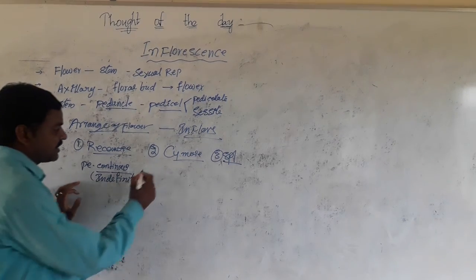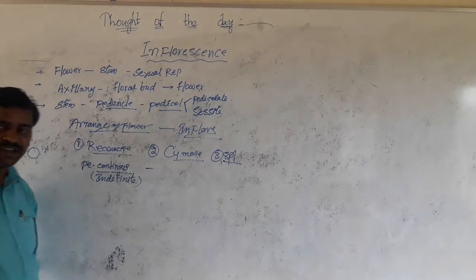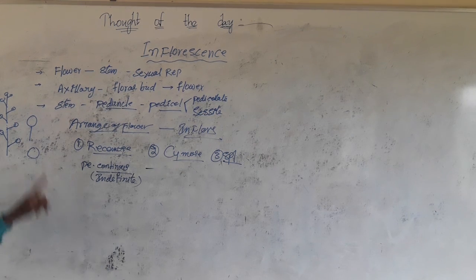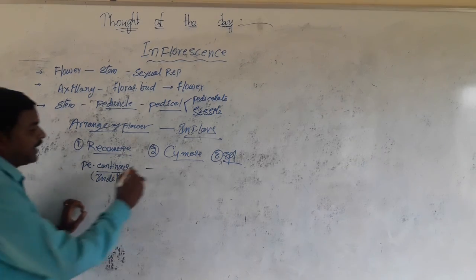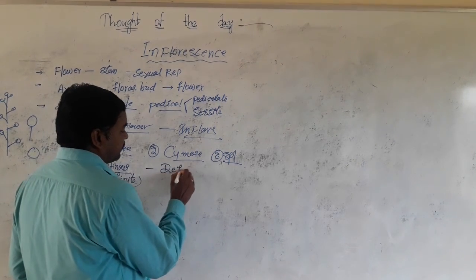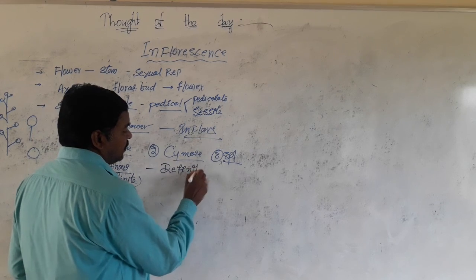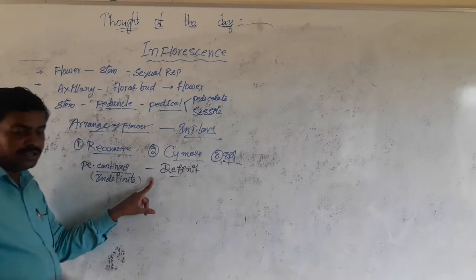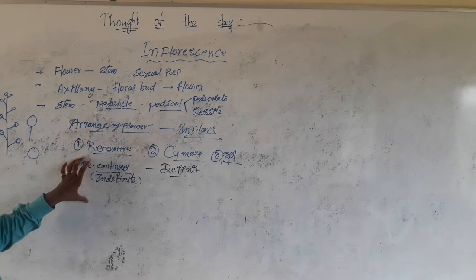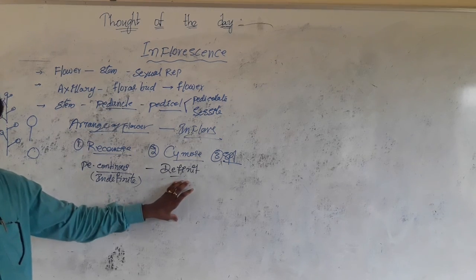But in the case of cymose inflorescence, this is quite the reverse. Peduncle growth is limited. It grows up to a certain level. Then the growth of the peduncle is arrested and it produces some flowers. So peduncle growth is definite, and these inflorescences are also called definite inflorescences. So, indefinite inflorescences and definite inflorescences.